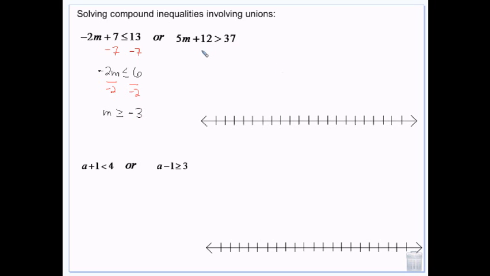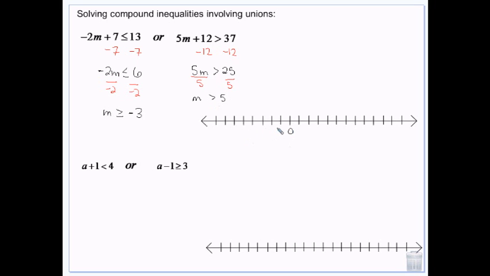And I come over here and I have minus 12, minus 12. Huh. I think that was meant to go this way. Oh well, anyway. Doesn't matter. So I get 5m is greater than 25. Divide by 5. And I get m is greater than 5.